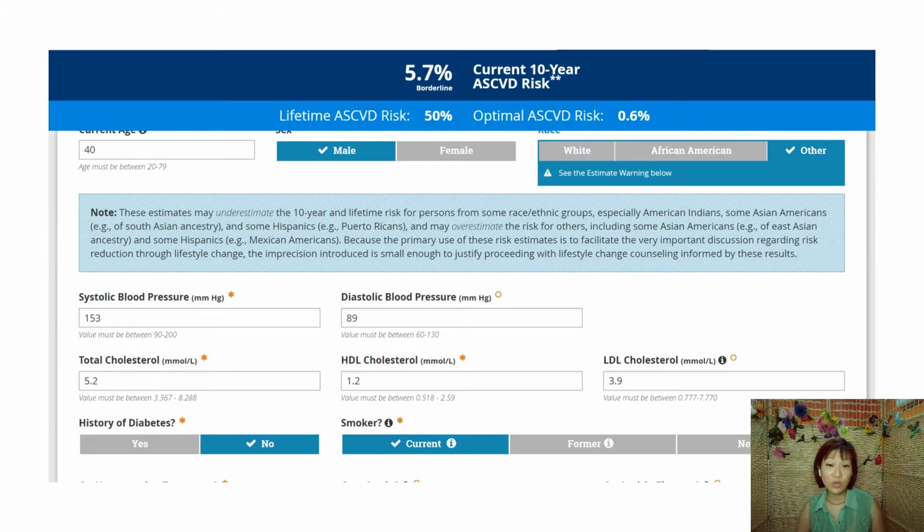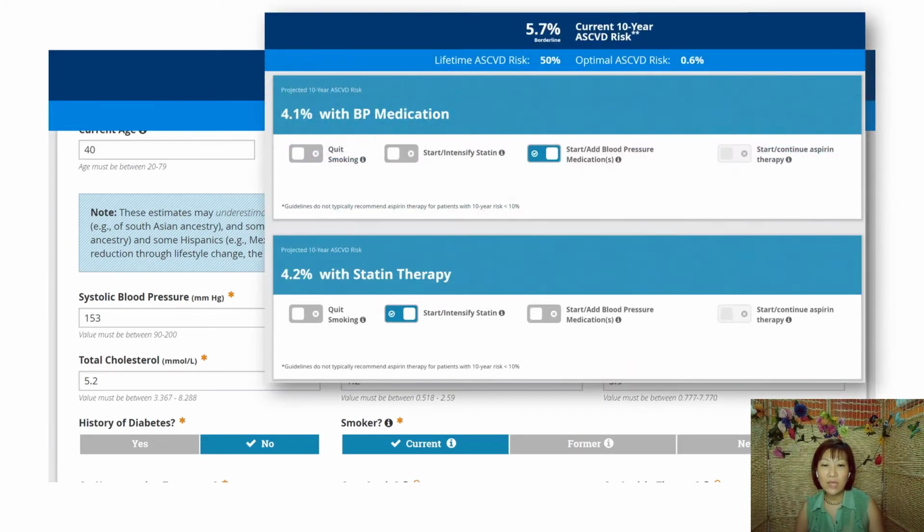Okay, so let me demonstrate to you how the ASCVD risk calculator works. I chose this only because it's convenient to show you how the risk calculator spits out the information for you. So say, for example, I've got a patient with all these baseline parameters, and we put them in. His calculated 10-year ASCVD risk is 5.7%, right? And when you click enter, it will come up with this particular recommendation that if you start BP medication, then the ASCVD risk score will drop from 5.7% to 4.1%. And if you treat with statin therapy, then the 5.7% will drop to 4.2%.